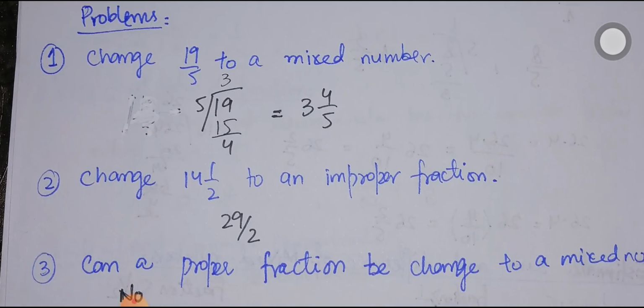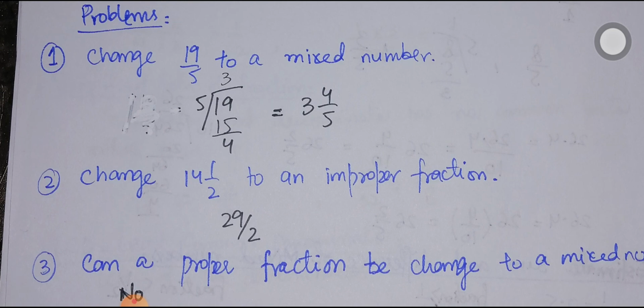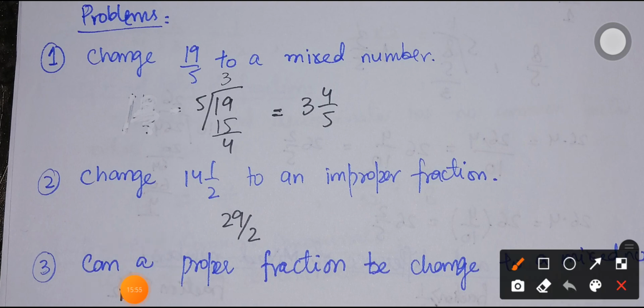Now there are some problems related to fractions. So here is problem 1. Change 19 by 5 to a mixed number. Simply we will divide it. 19 by 5, 5 3s are 15, remainder is 4, so I can write the mixed number to be 3 whole 4 by 5.